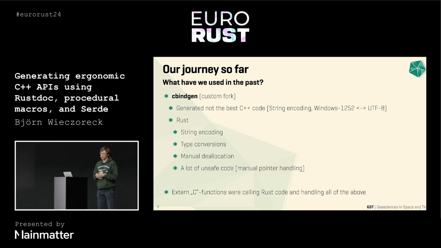We had to be wary of allocating and deallocating memory. We had to write a lot of unsafe code in our day-to-day work with the API, mostly because we had to manually handle pointers. And if you have a look at this, this does not look like stuff that you want to do while you use Rust. You know all the good stuff about Rust. You don't really want to handle these things.